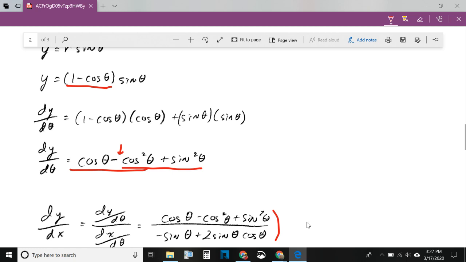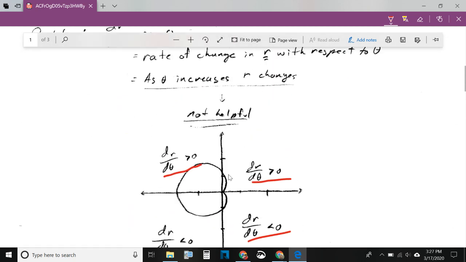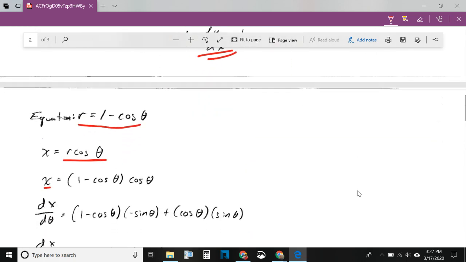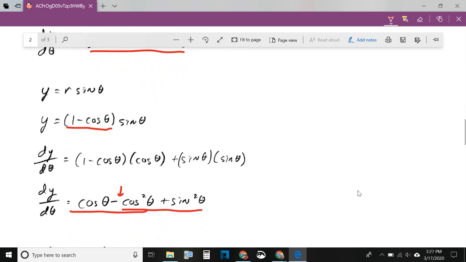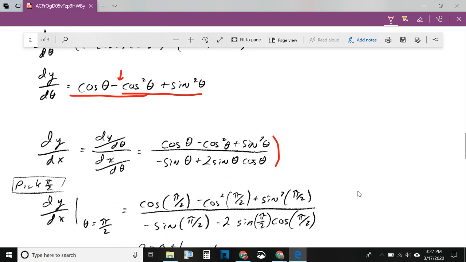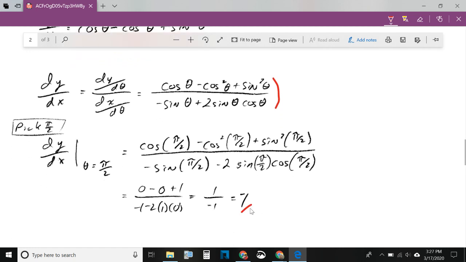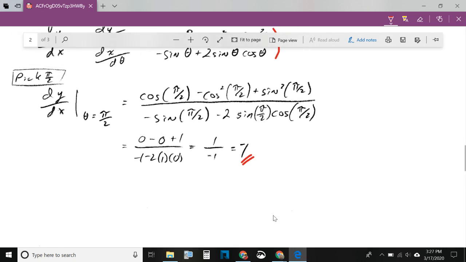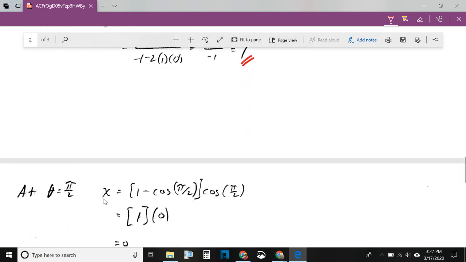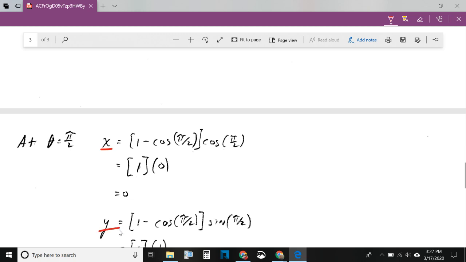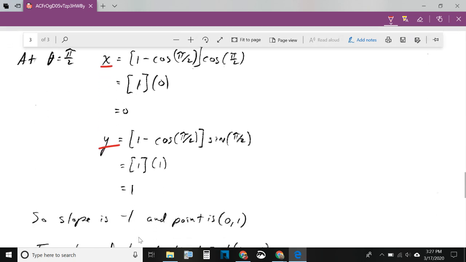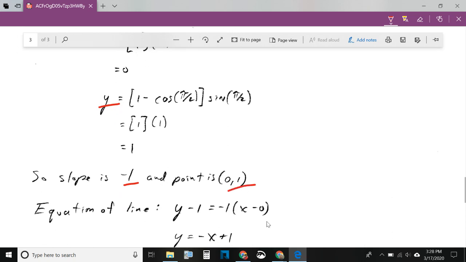Now all we have to do is pick a value. So if I go back to the top, let's say I want to talk about what's happening here at pi over 2, okay? I can pick a value of pi over 2, go back down here, and just substitute it into that dy dx equation, and we get negative 1 as that rate of change. Now remember that rate of change is rise over run, okay? Then we need to find a point, so we're going to go back to our x equals and y equals equations and find a point. So the slope is negative 1 at the point (0, 1).